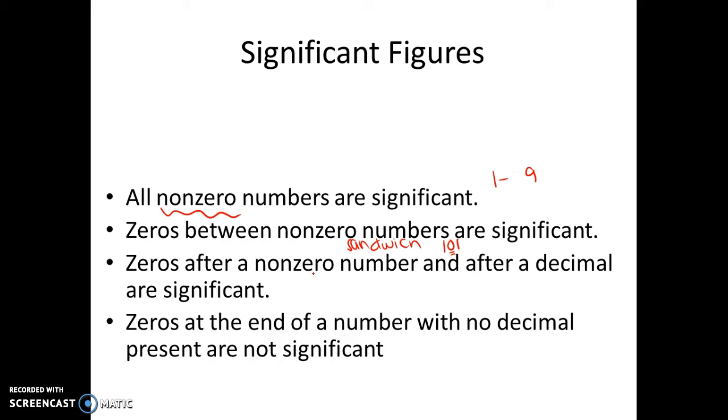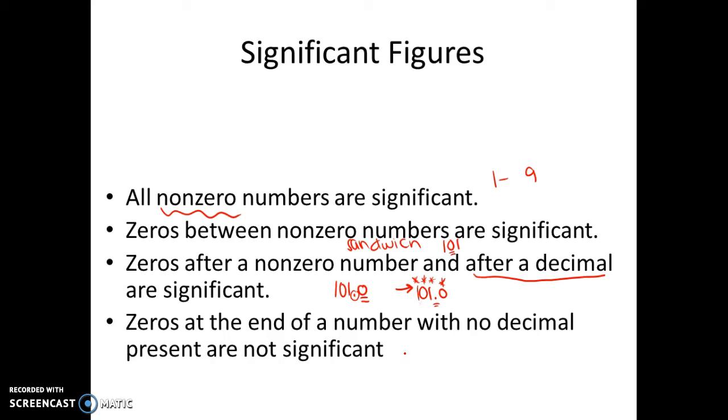The 0 that comes after a non-zero number and there's a decimal is going to be significant. So if you have 101.0, this 0 comes after the decimal, so it is significant. If we were going to use the Atlantic Pacific rule, we would start from the Pacific because we have a decimal point present, and we just count 1, 2, 3, 4. That 0 is significant.